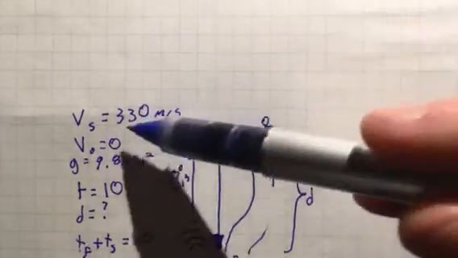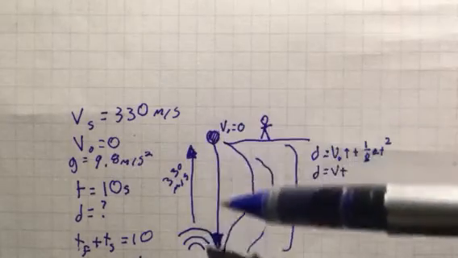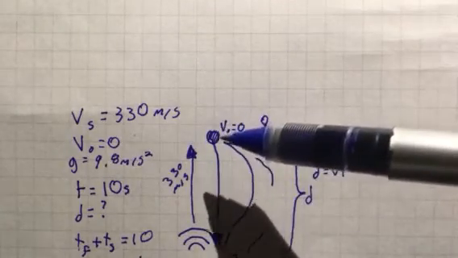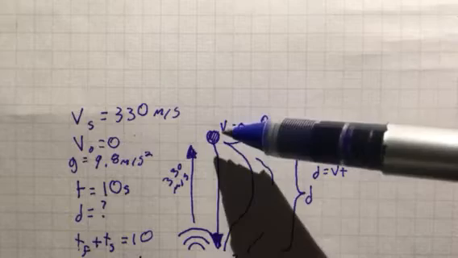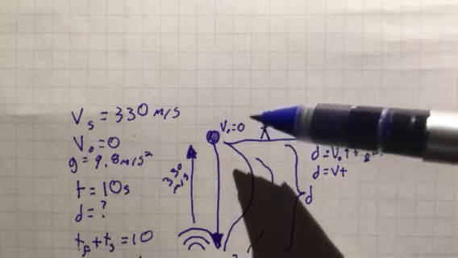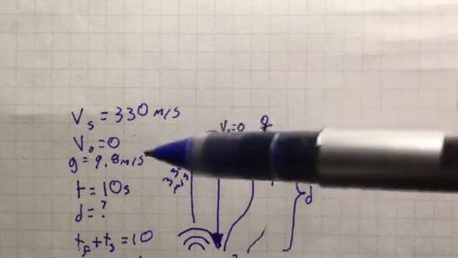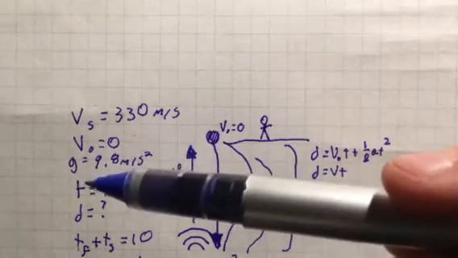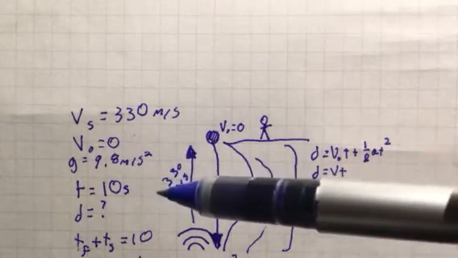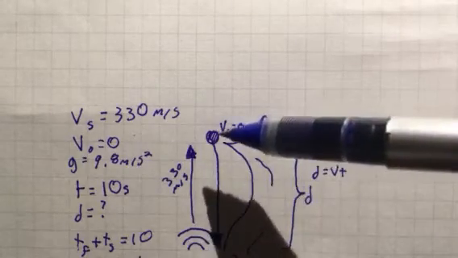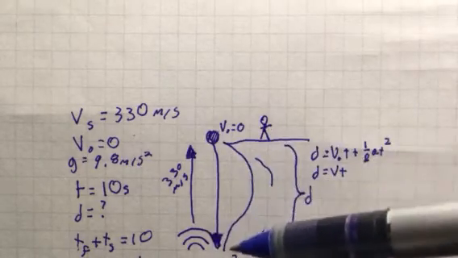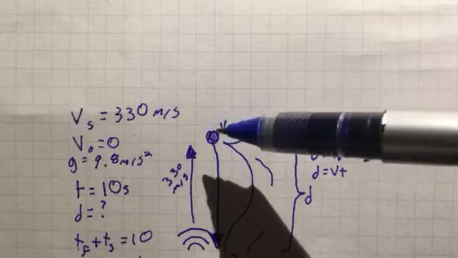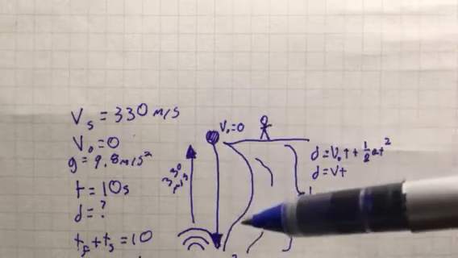Our initial velocity is going to be zero because it's being dropped and not thrown. So keep that in mind when you hear that in a problem. The initial velocity is going to be zero. Then we've got gravity, 9.8 meters per second squared, so cool. T equals 10 seconds.